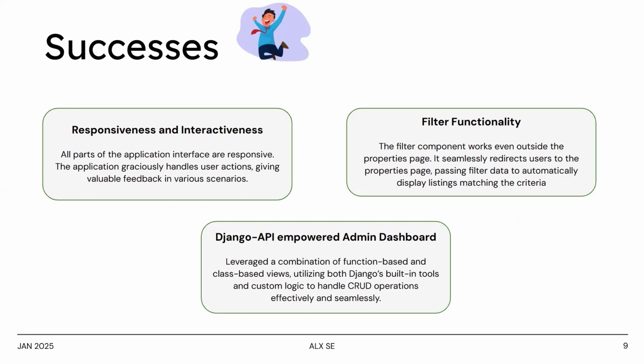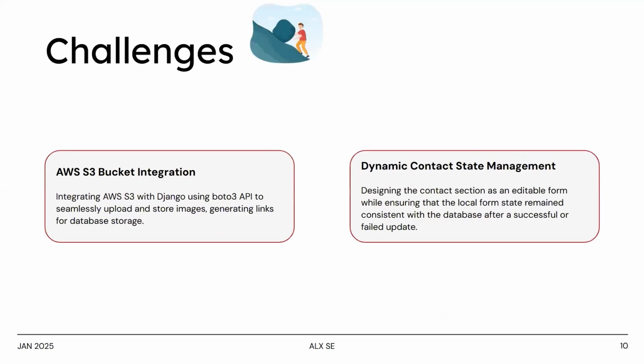Some of our successes working on this project were integrating responsiveness on all pages. Our application is also interactive. We also got the filter working on all the pages where it was rendered, and we had the user-friendly interface that the client wanted, powered by the Django API for CRUD operations.